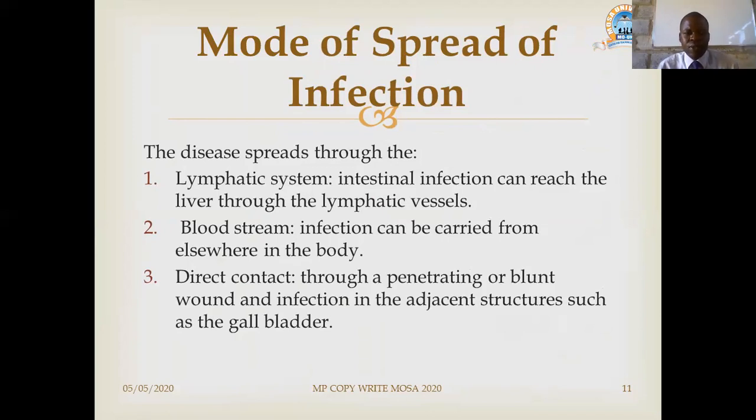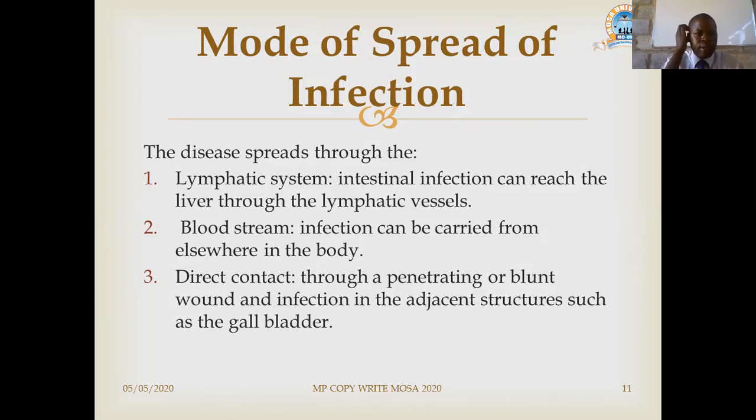By lymphatic system, we're saying when someone has an infection of the intestine, the infection will be able to reach the liver through the lymphatic channel. When the lymph vessels reach the liver, they'll be able to damage the liver cells or the Kupffer cells, and the damaged cells will create holes inside the liver where pus will start to accumulate or form.